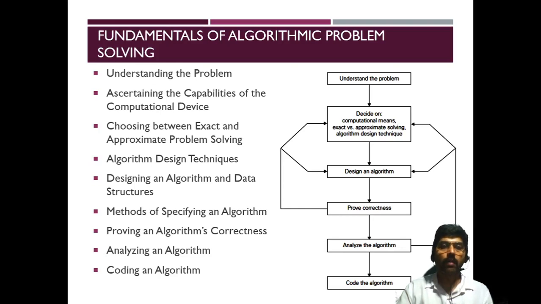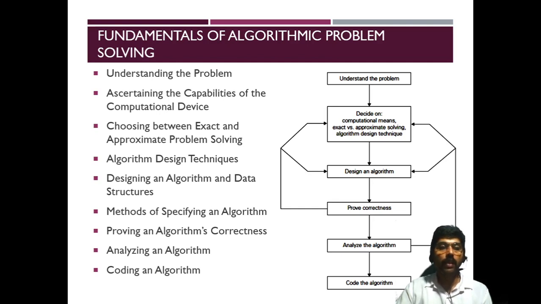Fundamentals of Algorithmic Problem Solving. To solve any problem using an algorithm, a sequence of steps is needed. The first one is called understanding the problem. The first thing you need to do is understand the given problem completely. Read the problem description carefully and ask questions. If you have any doubts about the problem, do small examples by hand.